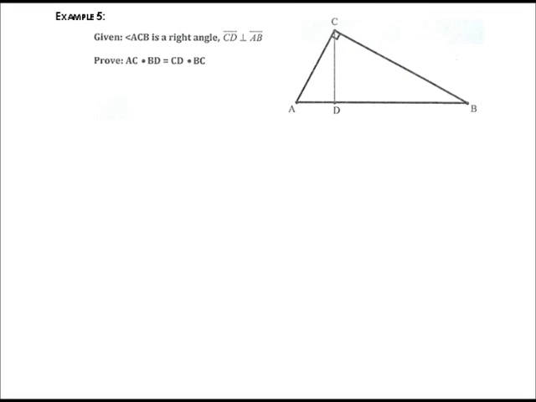So example number 5. Example number 5 says, given triangle ACB, which is the big triangle, if that triangle has a right angle, and you know CD is perpendicular to AB, can you prove that side AC times BD is equal to CD times BC?